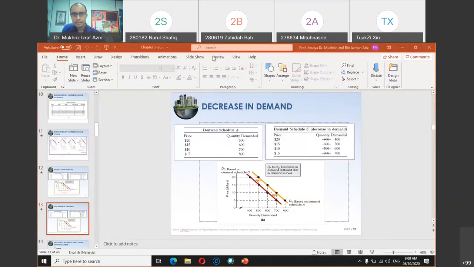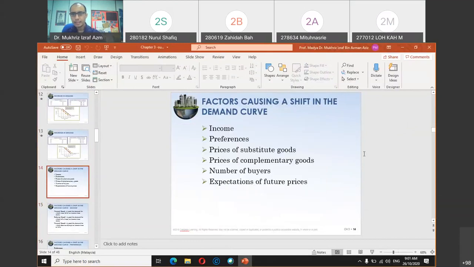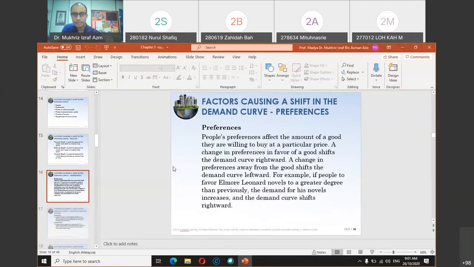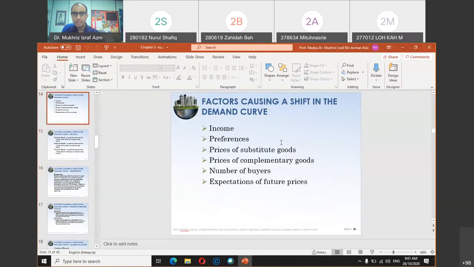So that is what we discussed, and also the factors that cause the demand curve to shift upward or downward. Anything that relates to changes in income, your preferences, the price of substitutes. Please recall what are substitute and complementary goods, and the number of buyers. The more people in the market, if there is an increase in number of customers, then your demand can increase. And if you expect the price will increase in the future, you're going to buy more now, to avoid paying more in the future.